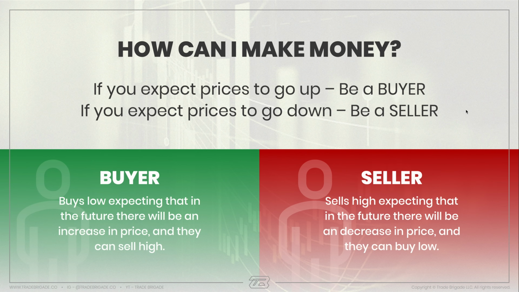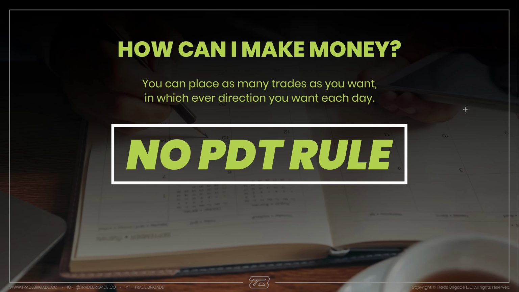Another key aspect of the futures market, which I think makes it really unique and a great opportunity, is that you can place as many trades as you want in whatever direction you want every single day without having to worry about a pattern day trading rule. Now with equities, in the United States at least, you need $25,000 at minimum in your account to be classified as a pattern day trader. What this allows you to do is make more than 3 day trades in a 5-day rolling period. So if you have less than $25,000, you can only make 3 day trades per week. But in the futures market, these restrictions do not exist. You can place as many trades as you want in whatever direction you want, as many times a day as you want. So no pattern day trading rule here in the futures market makes it extremely powerful.